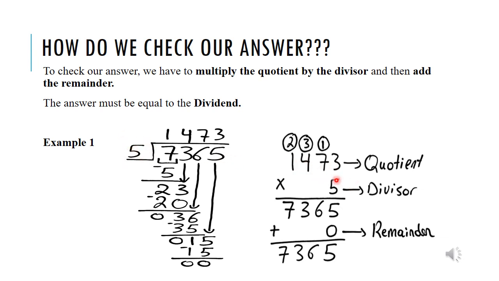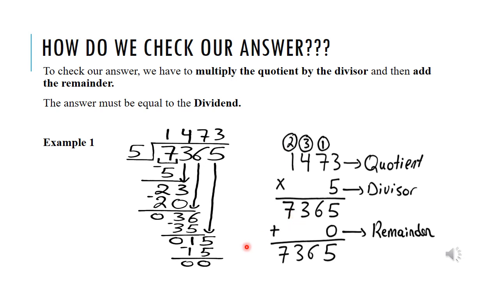So let's multiply it. 5 times 3 is 15. I put the 5 down and the 1 over the 7. 5 times 7 is 35. Plus 1, it's 36. 6 down, 3 over the 4. 5 times 4 is 20. Plus 3, 23. I put the 3 down and the 2 over the 1. 5 times 1 is 5 plus 2, it's 7.